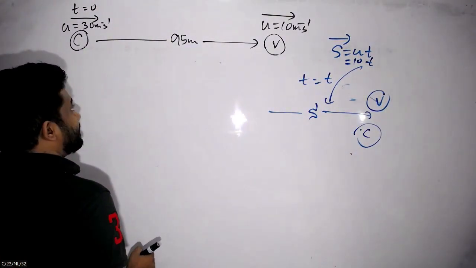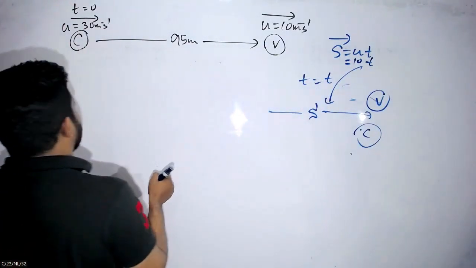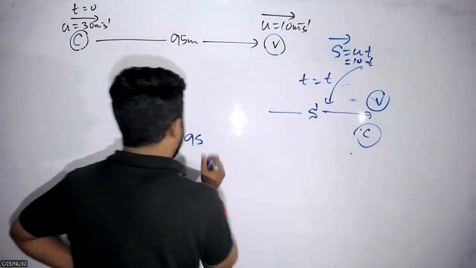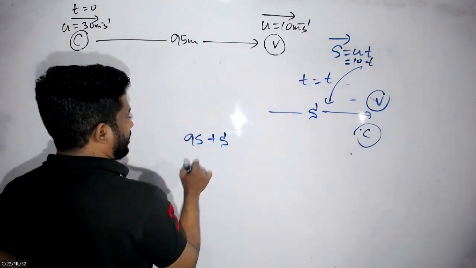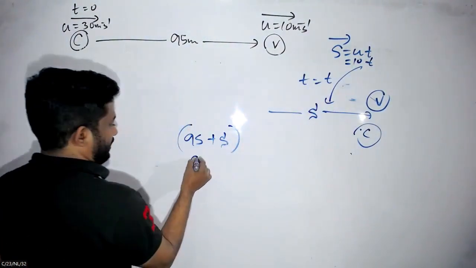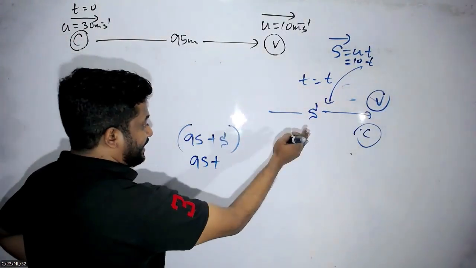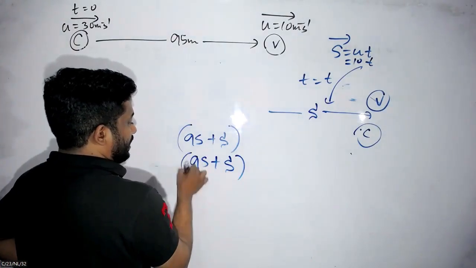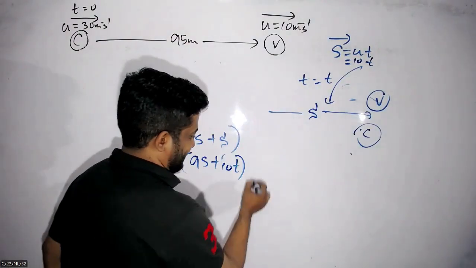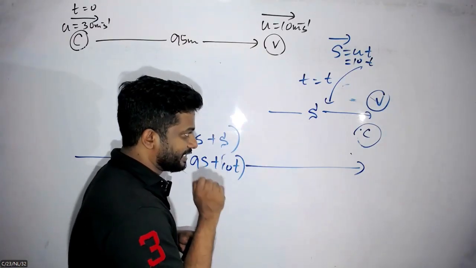That means the displacement acquired by the car during this time interval when they meet is 95, from here to here, and another S displacement, so 95 plus S. And this S is equal to 10t. Therefore, the displacement of this car when they meet is equal to 95 plus 10t. Right? This is the first point you need to know. Okay, then the second point.